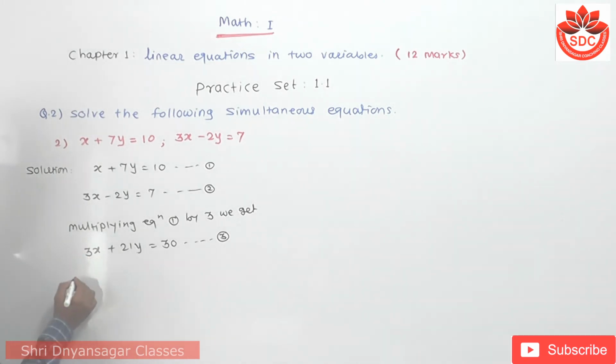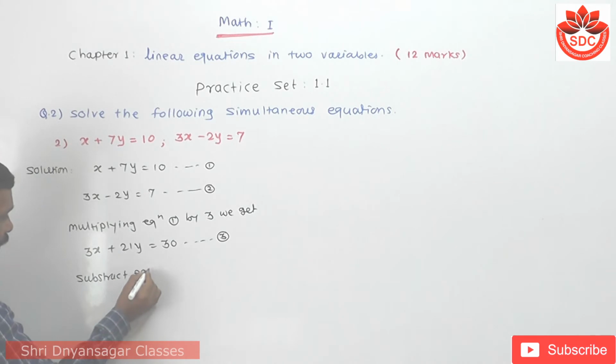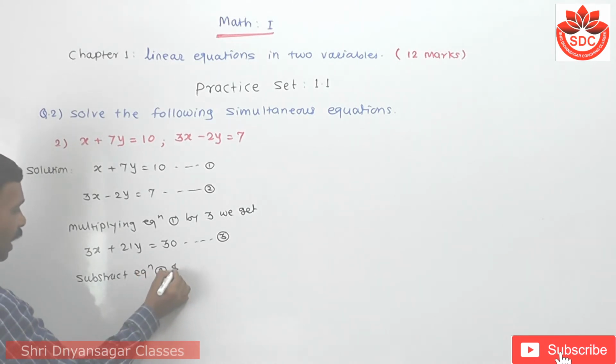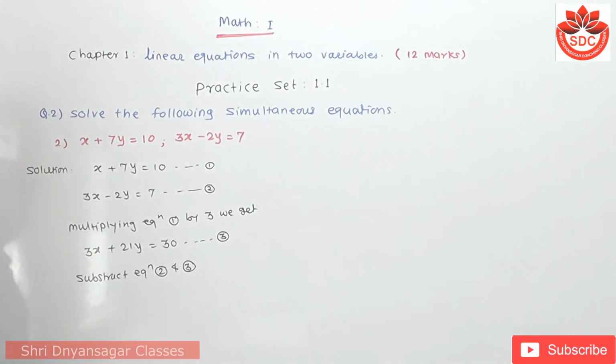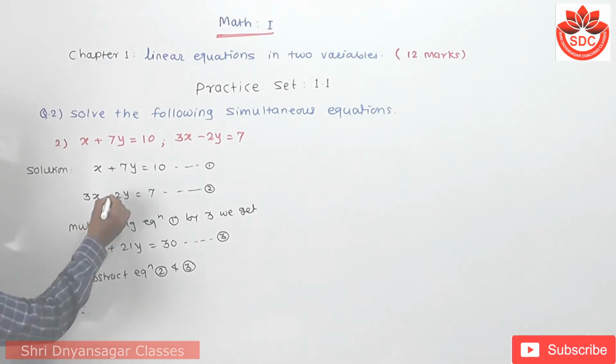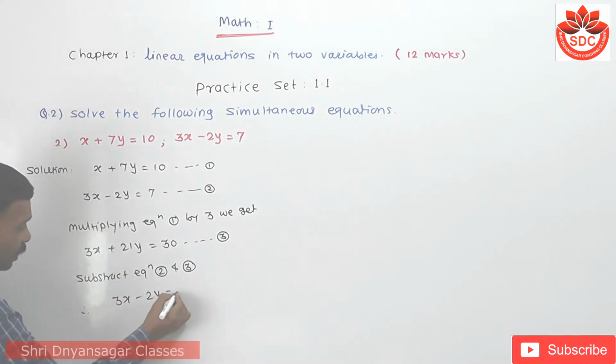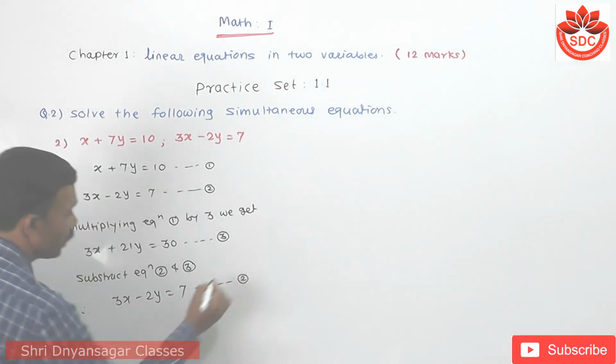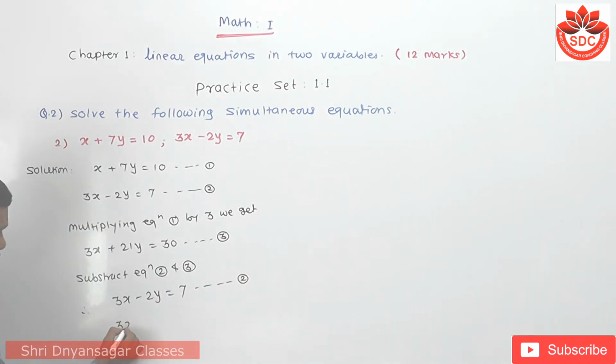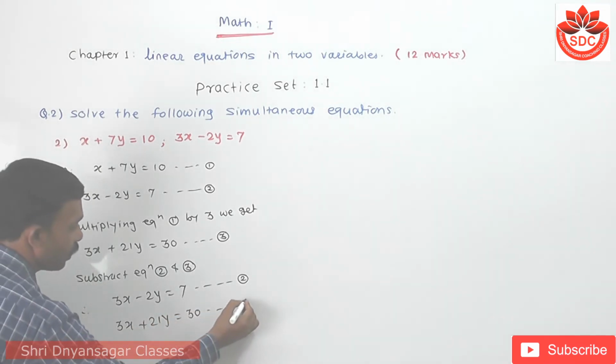So I have to take here, subtract equation second and third. Or you can write the statement such a way that subtract equation third from the equation second. We get. I have to take the equations again here. 3x minus 2y is equals to 7. This is equation number second. And third one is 3x plus 21y is equals to 30. This is equation number 3.